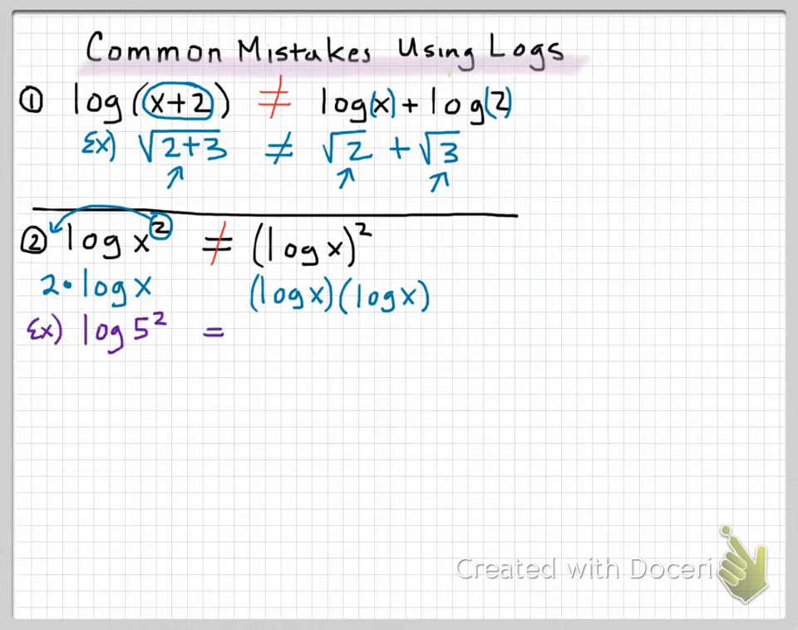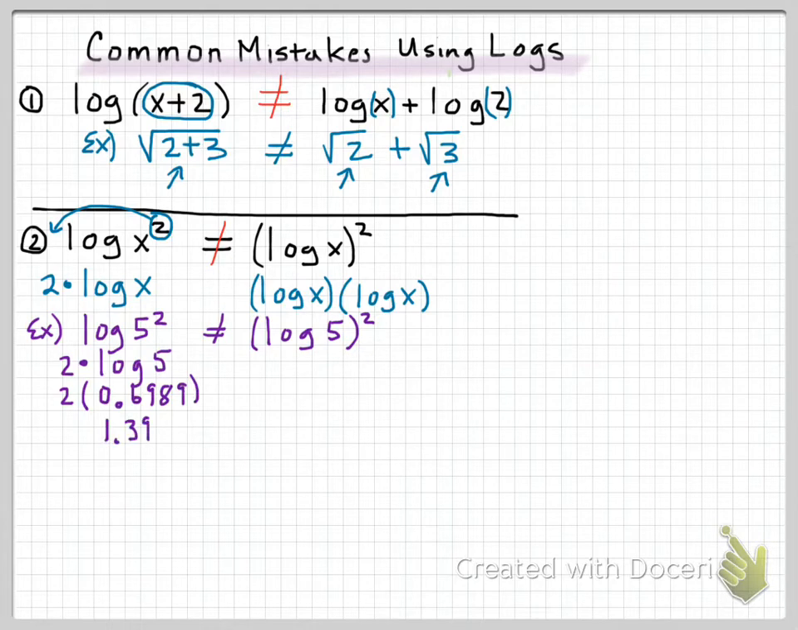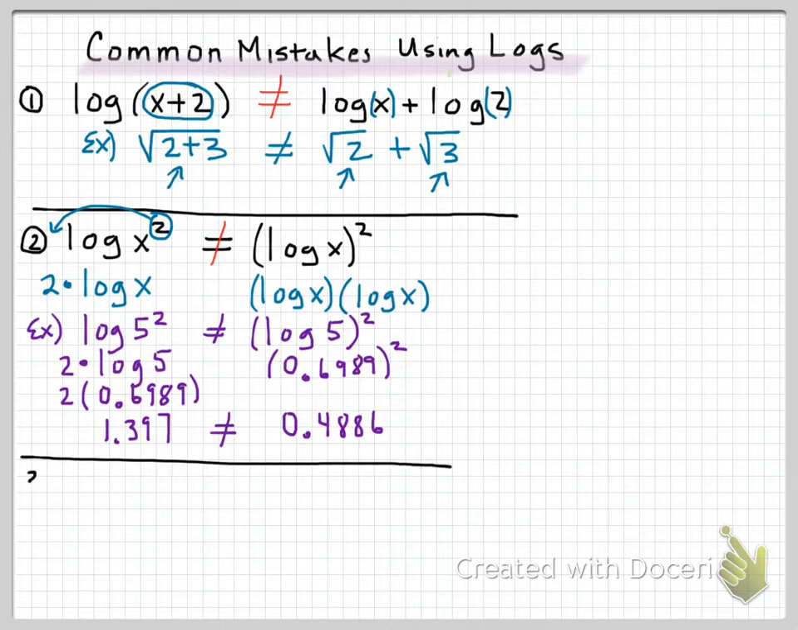So for example, if we have log of 5 squared, that's not going to give us the same value as log of 5 quantity squared. So I'm going to drop the 2 down in front and find the value of log of 5 and then multiply it by 2, and then I'm going to find the value of log of 5 and square that value, and notice those are not the same.